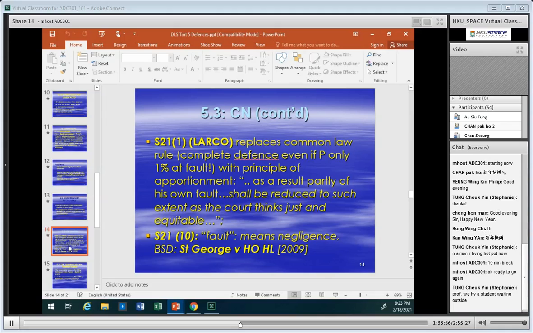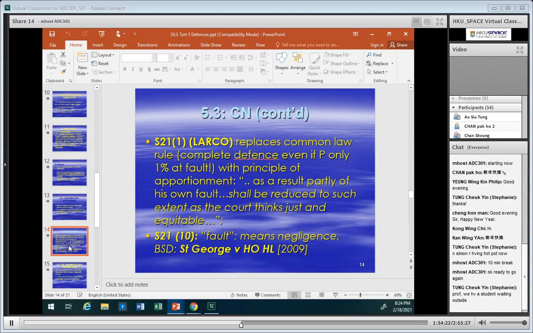Okay, and remember, contributory negligence now is not a total defence. It used to be a complete defence. Even if the plaintiff was only a little bit at fault, even 1% fault, then that could be a bar to a claim for contributory negligence, but that no longer applies. Okay.